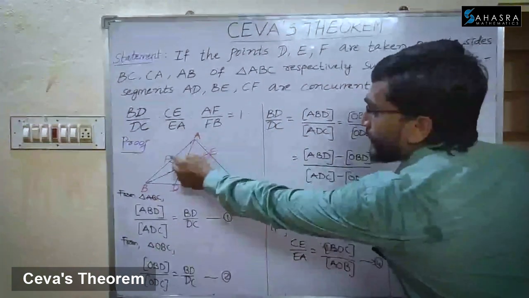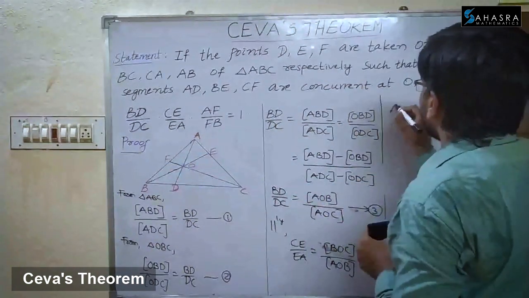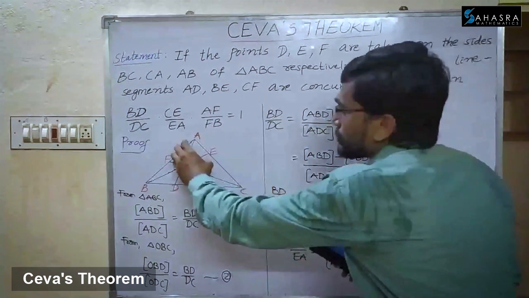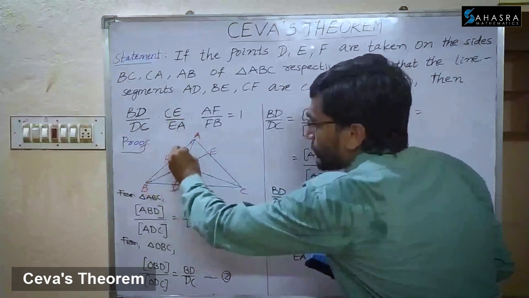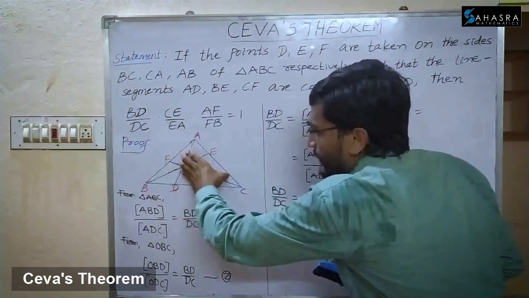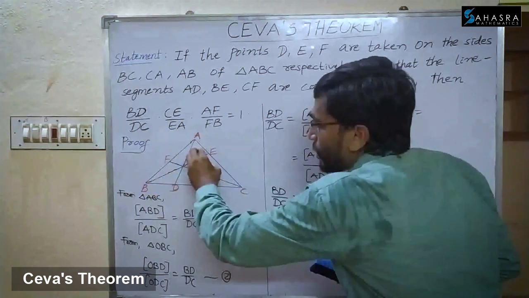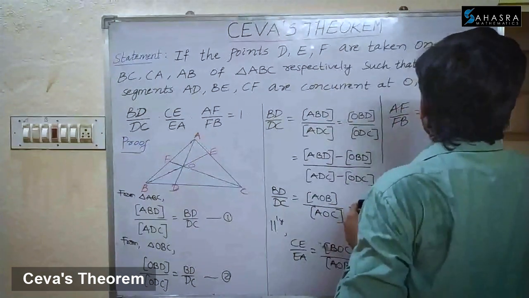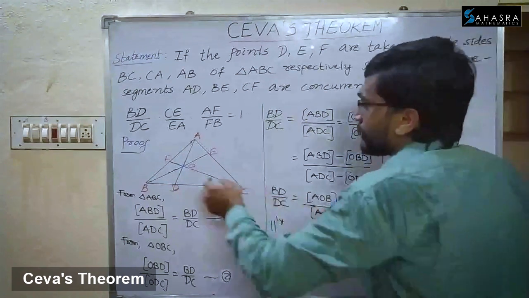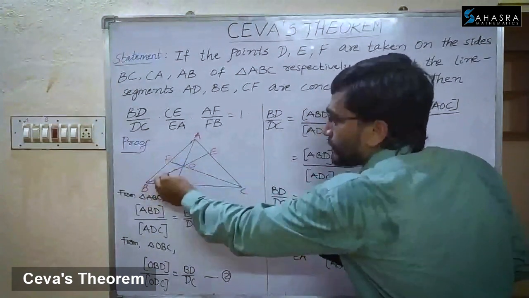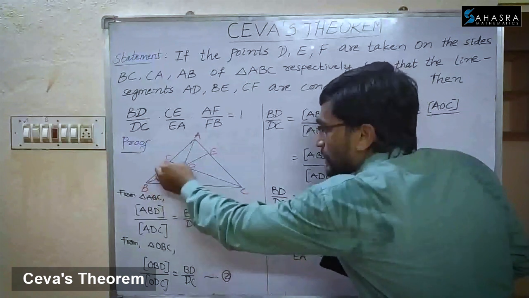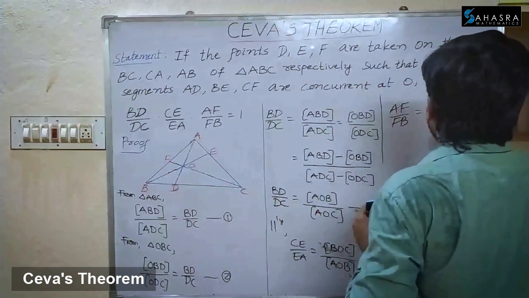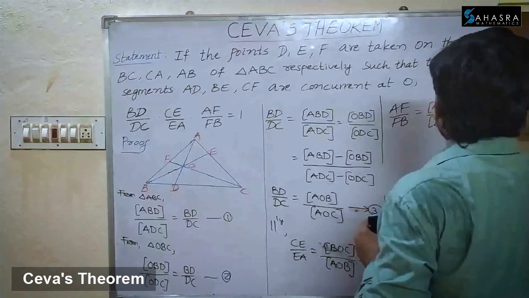Next, I want AF by FB. AF by FB is equal to: if we want AF, remove this triangle from the total triangle ACF, then we get area of triangle AOC. If you want FB, remove FOB from the total triangle, then we get area of triangle BOC. So it is the fifth equation.